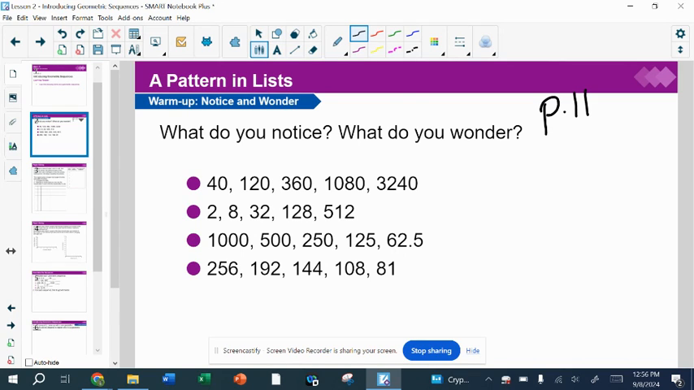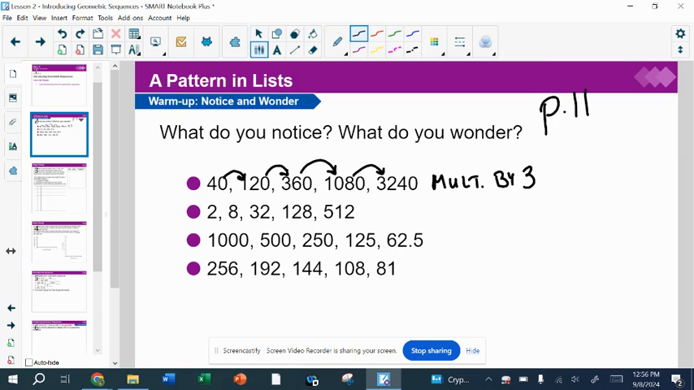So let's take a look at this and see if we can figure out what the sequence pattern is, what's happening every single time. So for instance, in the first one, to go from 40 to 120, that's multiplying by 3. Multiply by 3, multiply by 3. Once the numbers are bigger like this, it might be a little bit harder to just recognize, but you could certainly use a calculator and double check that. But this is multiplying by 3.